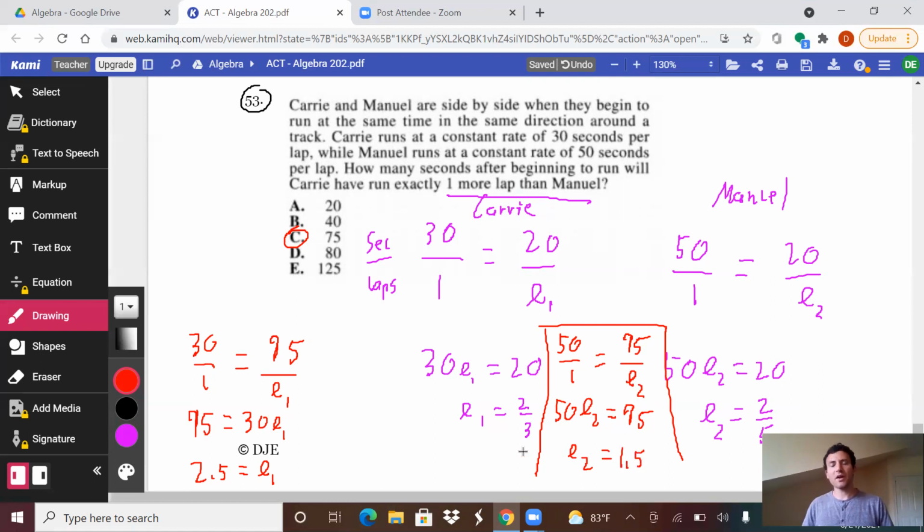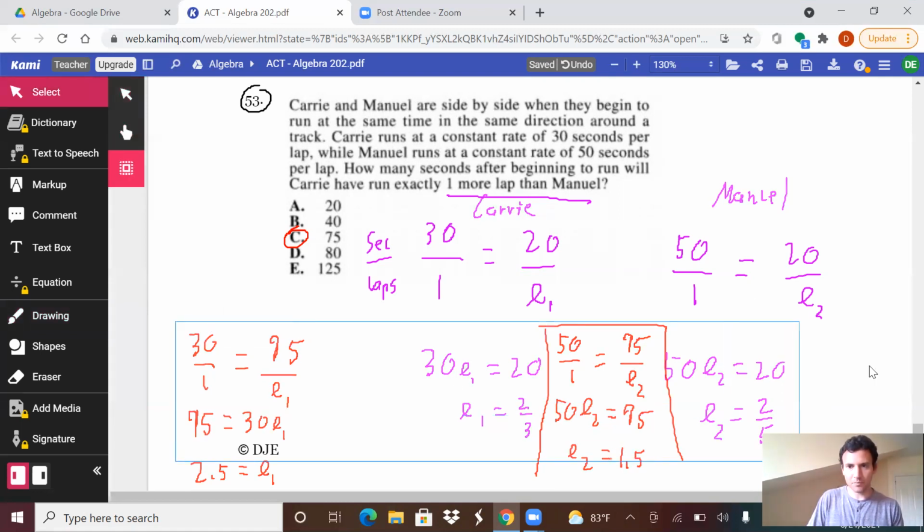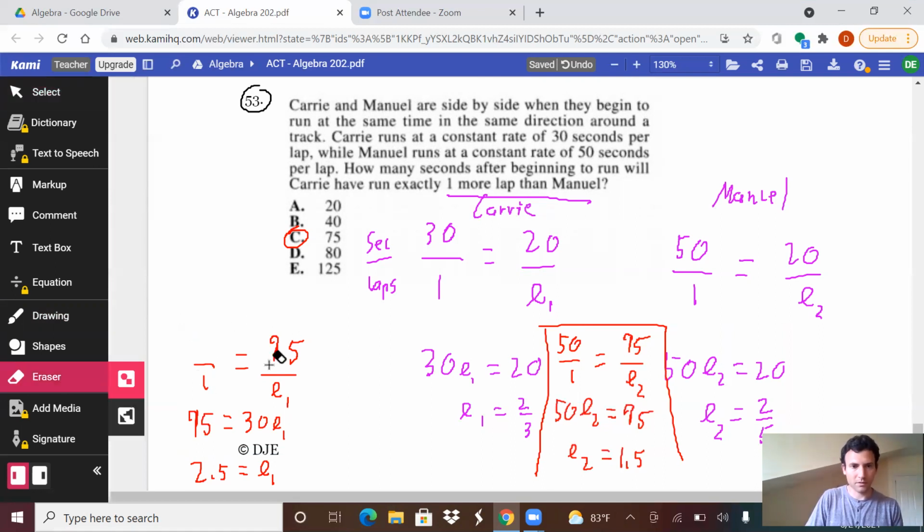So I think plugging and checking is probably the easiest way to do this one, but I will show it algebraically. So if we look up at the setup we initially put together, it's going to follow the same logic just with variables.